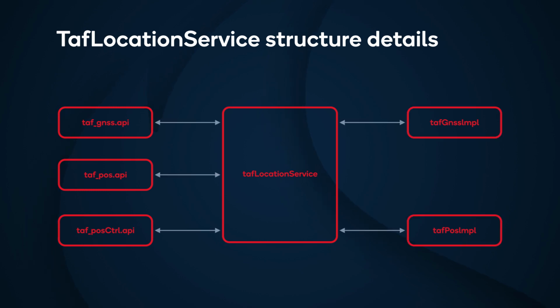The 3 API files on the left define various API functions. On the right are 2 source files: TAF GNSS implementation and TAF position implementation. The files on the right provide the implementation to the APIs defined in the files on the left.